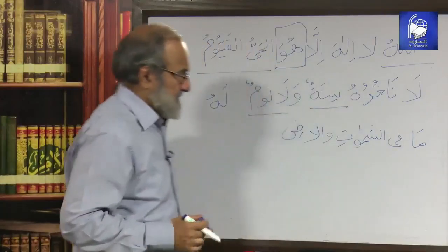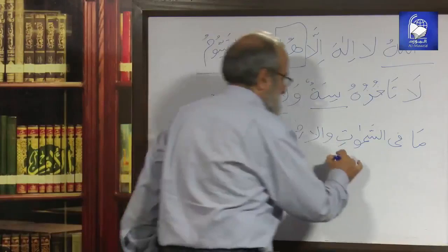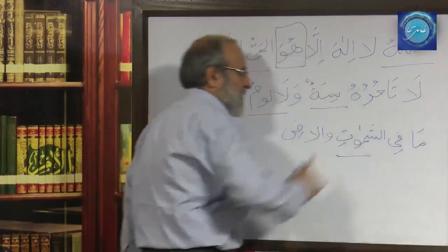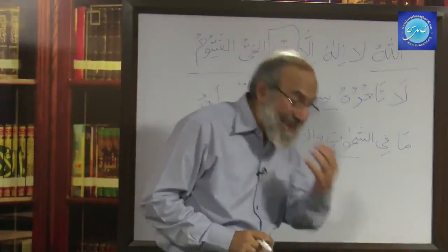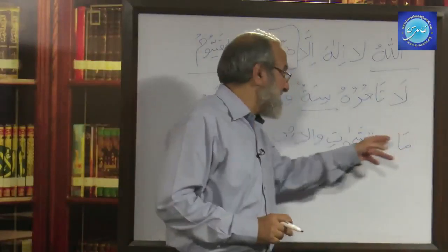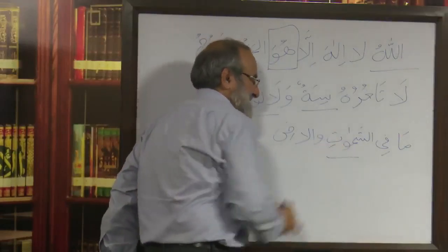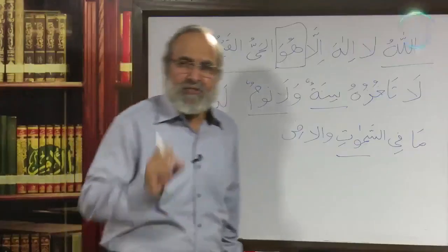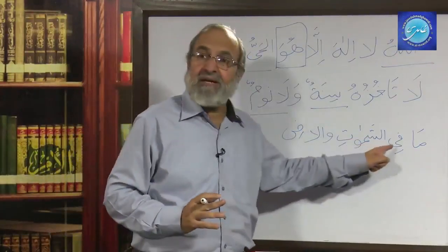Ma fis samawat, actually whatever is in the heavens. Now fi, if you would recall, is one of the particles, one of the huruf jar, which means in. Whatever is there in the heavens, and therefore as-samawat has taken jar. It has one symbol of jar and not two because it's preceded by alif lam.